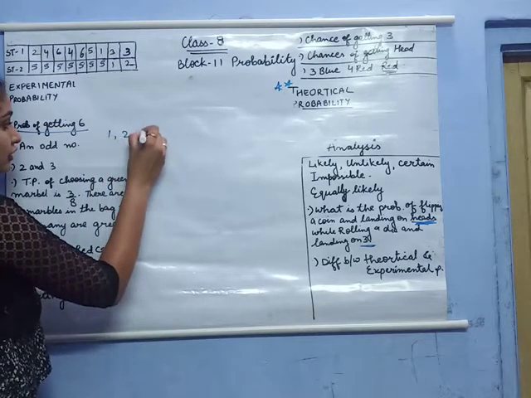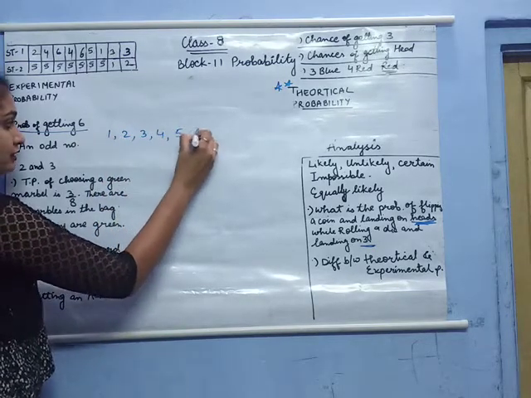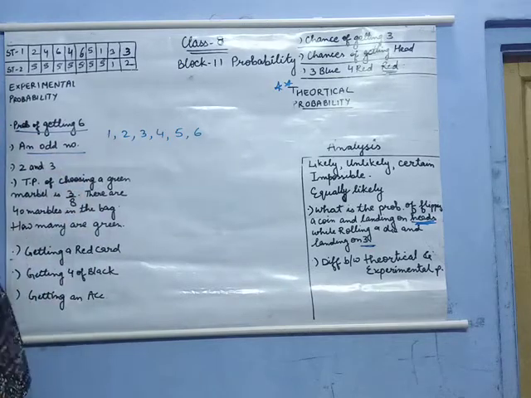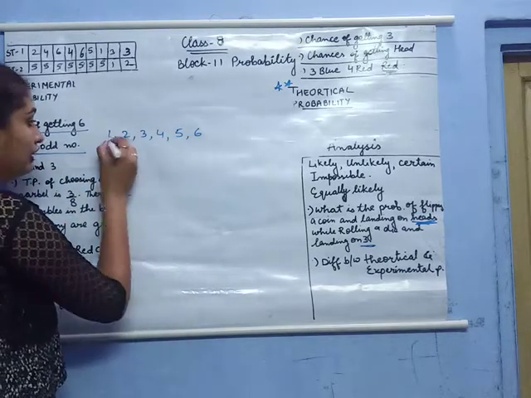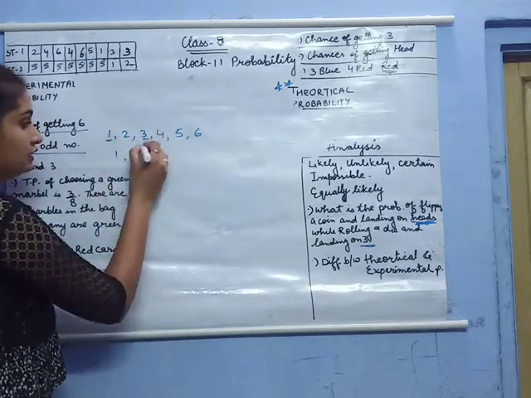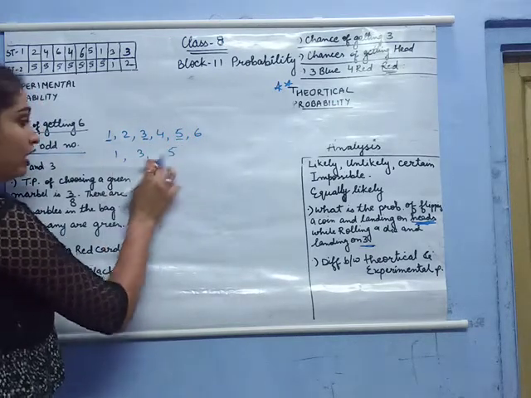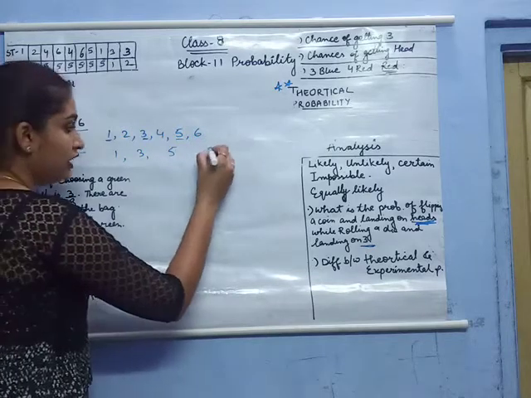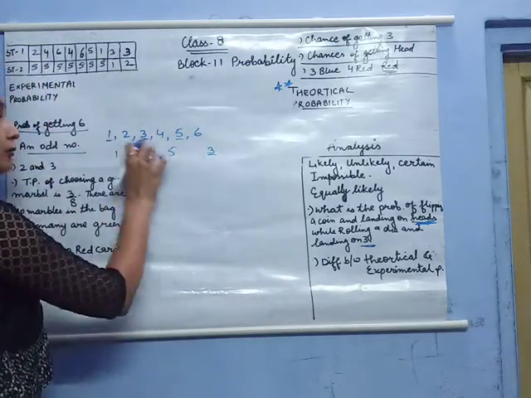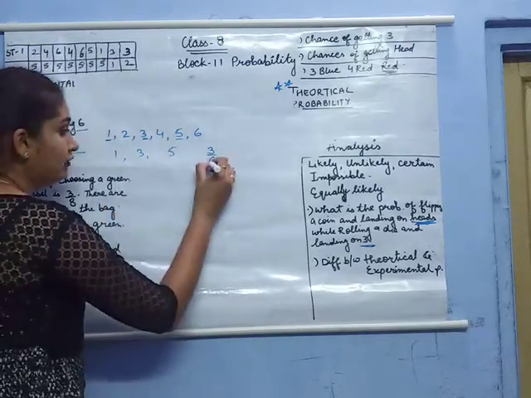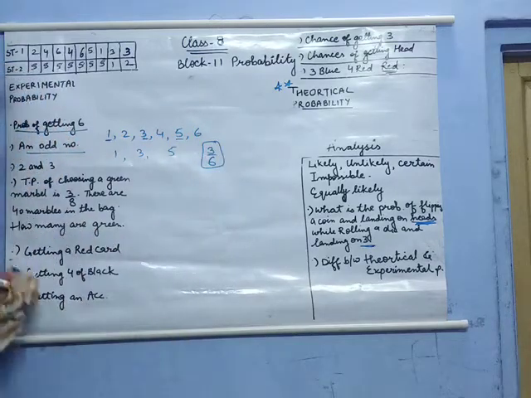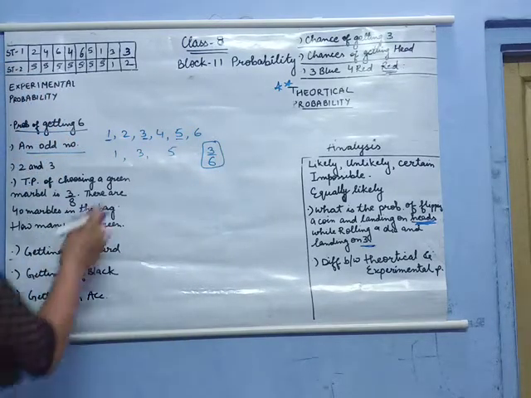An odd number. Now I'll write the event. Total outcomes are 1, 2, 3, 4, 5 and 6. Event is getting an odd number. Odd numbers are this, this and this. How many outcomes are favorable? 3 outcomes. And total number of outcomes is 6. The probability will be 3 by 6.